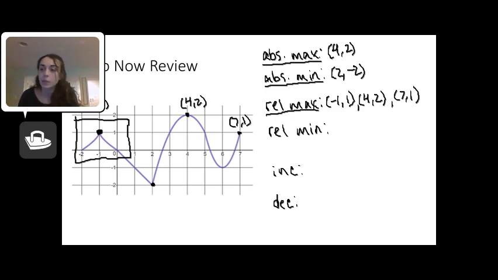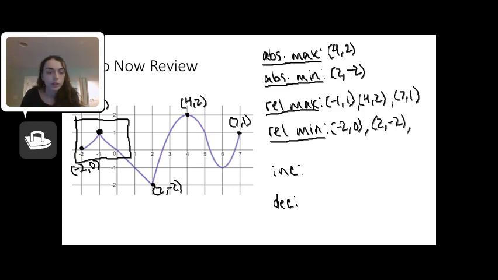All right, what about relative minimum values? All right, I think you guys are getting this. This is awesome. -2, 0 is 1. I also see the absolute minimum value in there at 2, -2. That's awesome, guys. Okay, and I see 6, -1 in there as well. Awesome job.